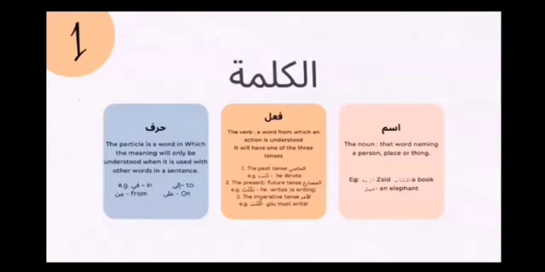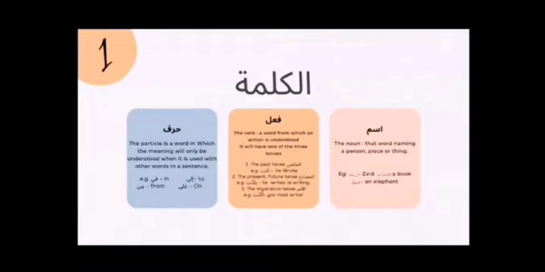Under grammar, our first lesson is going to be about al-kalima, the word. The word is divided into three, starting with ism, fi'al, and harf. Ism means in English the noun, that word naming a person, place, or a thing. Fi'al, the verb, a word from which an action is understood.